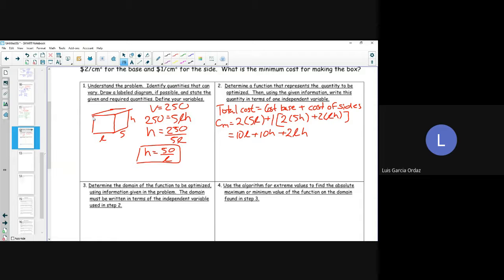50 over L. Thank you, Adarayo. So I get 10 times L plus 10 times 50 over L plus 2L times 50 over L. So these L's cancel out. So I get 10L plus 500 times L to the negative 1 plus 100. So this is an expression for my cost.